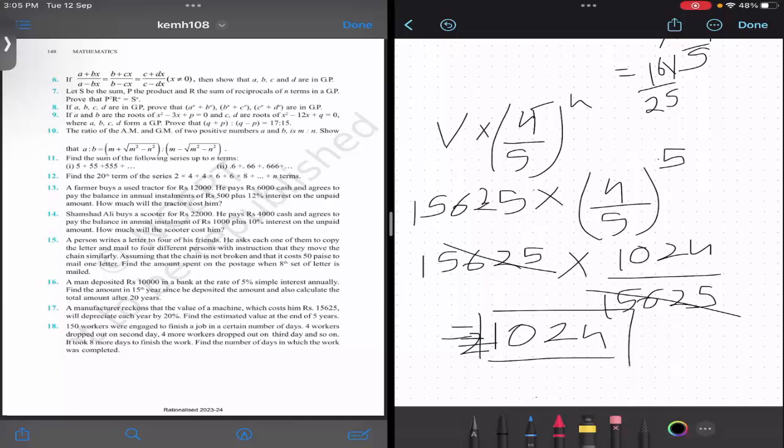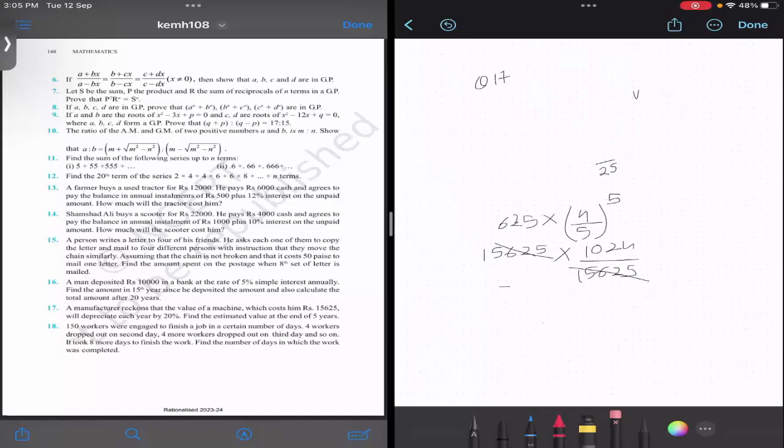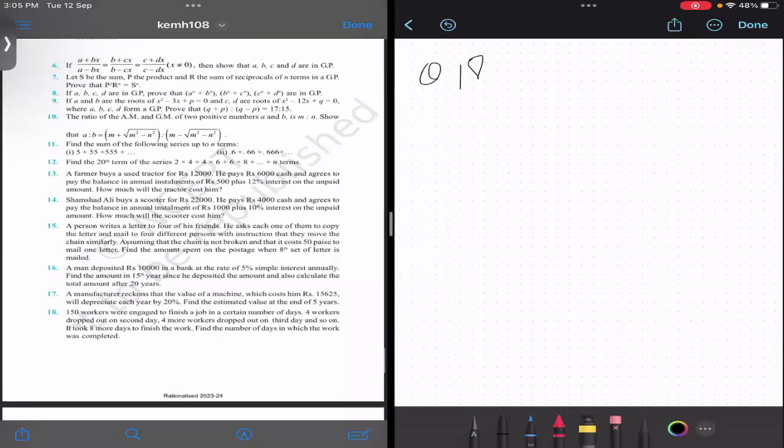Moving on to question number 18. This is going to be the last question for this exercise and for this chapter as well. 150 workers were engaged to finish a job in a certain number of days. 4 workers dropped out on the second day. 4 more workers dropped out on the third day, and so on. It took 8 more days to finish the work. Find the number of days in which the work was completed, right?